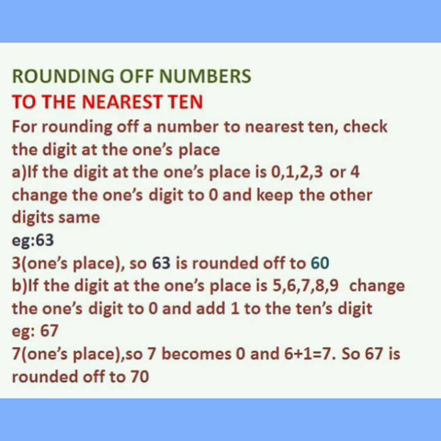If the digit at the ones place is 5, 6, 7, 8, 9, change the ones digit to 0 and add 1 to the tens digit. For example, 67. 7 is in ones place. So 7 becomes 0 and add 1 to 6. So it becomes 7. So 67 is rounded off to 70. Are you clear now?